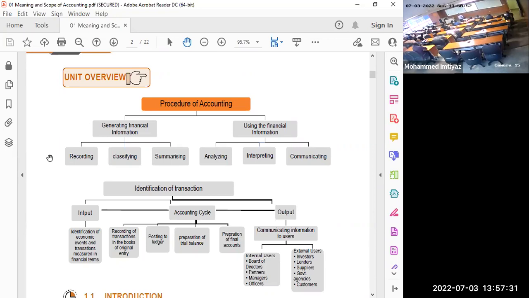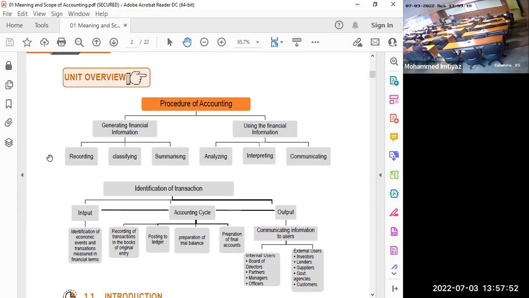If it is a public limited company, of course, it's available in the public domain. If it is a private limited company or a sole trading organization or a partnership, of course, it is not available in the public domain. But they are concerned about your information. They need your information. So these are the people who need accounting information.